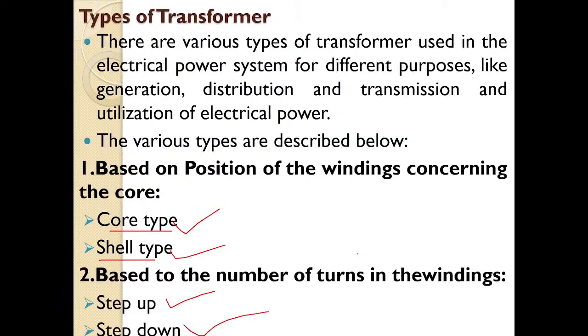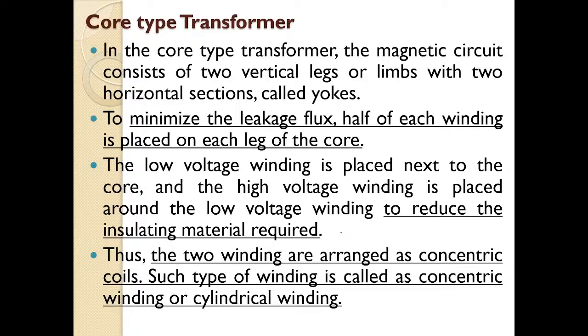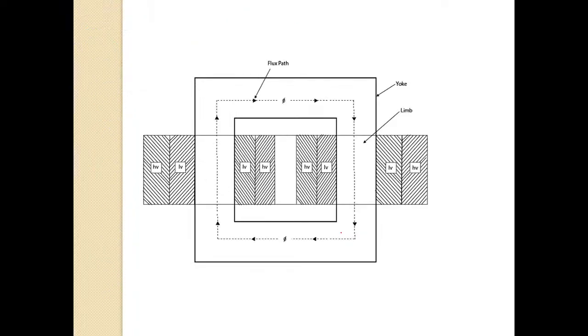Let us discuss the core type and shell type transformer. If it is a core type transformer, this is how the core of the transformer will be. In this core type transformer, the magnetic circuit consists of two vertical legs or limbs with two horizontal sections, which are called yokes. So there will be two vertical limbs and two yokes, upper yoke and lower yoke.